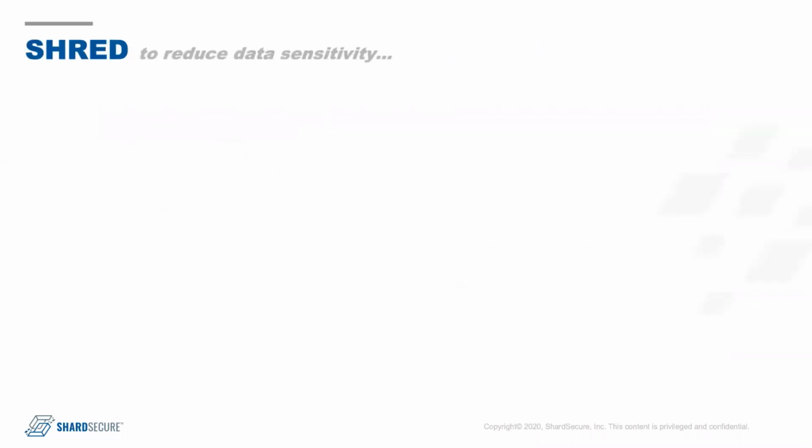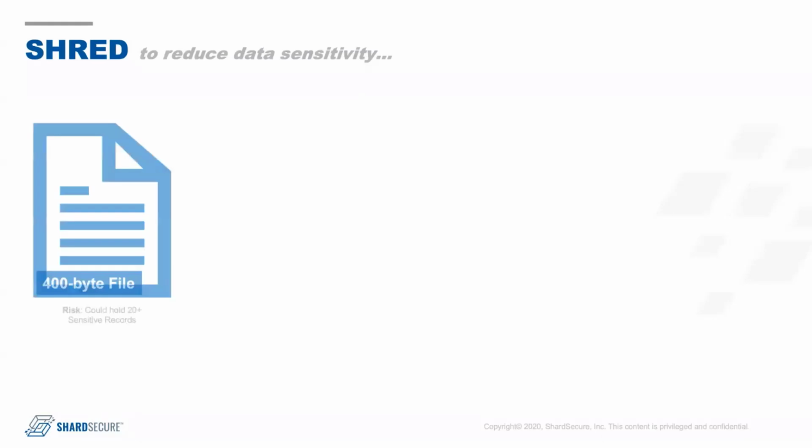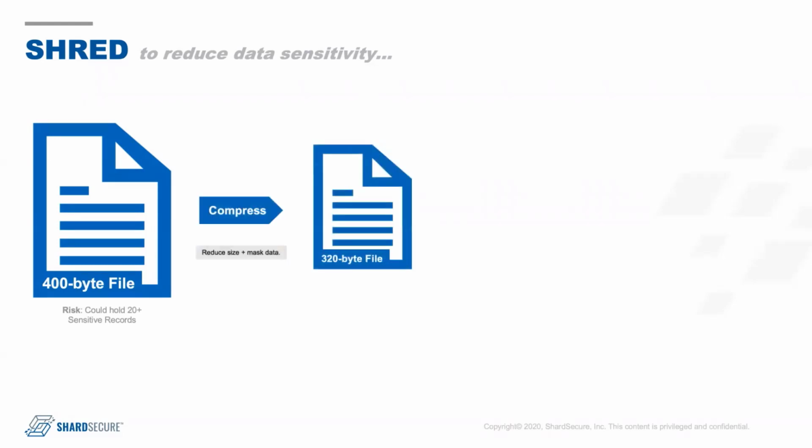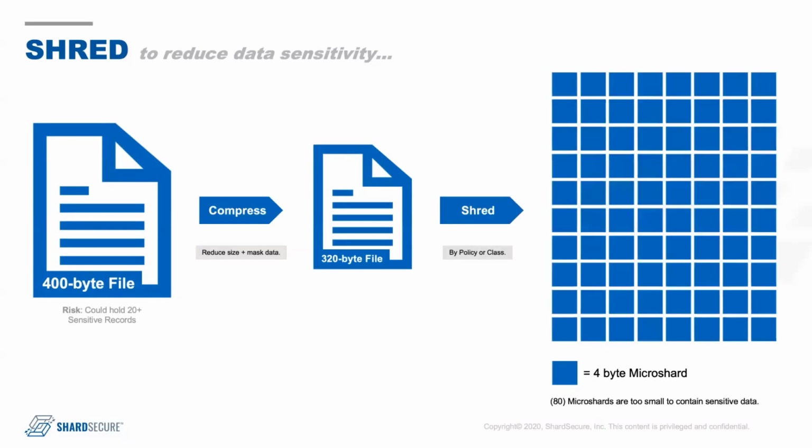The next question is, what is microsharding anyway, right? So it's a fairly new technology to secure your data at rest. And it basically uses a three-step process. The first step is to actually shred the data to reduce the data sensitivity. So we have a 400 byte file here, and it gets compressed into a 320 byte file. And then that's where the shredding happens.